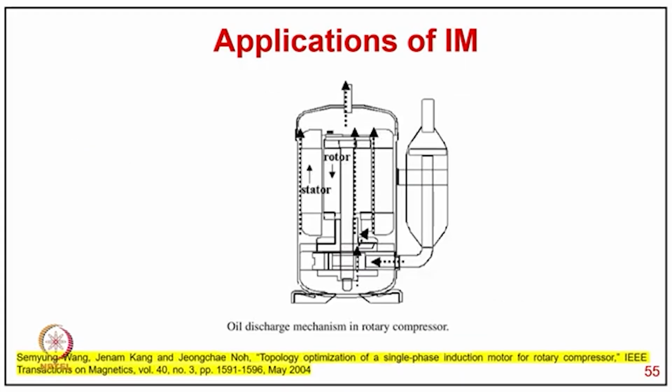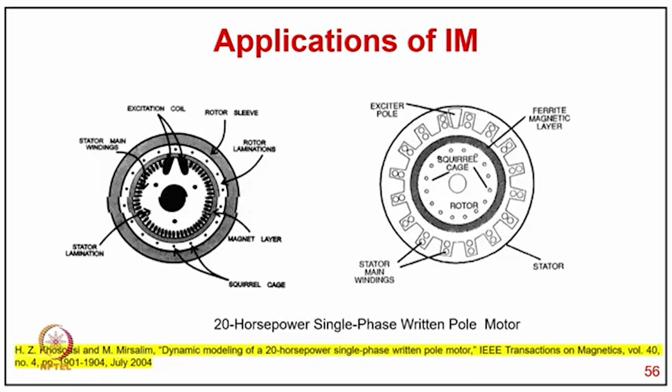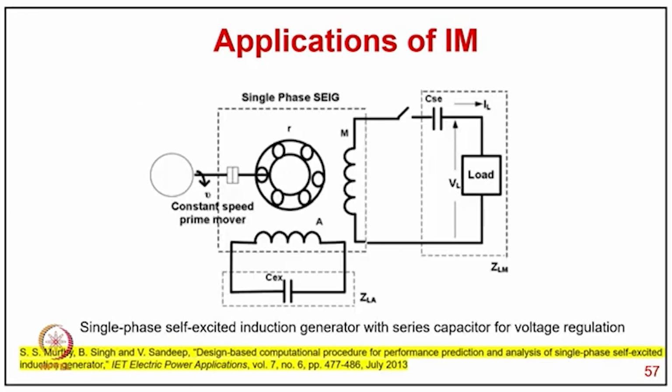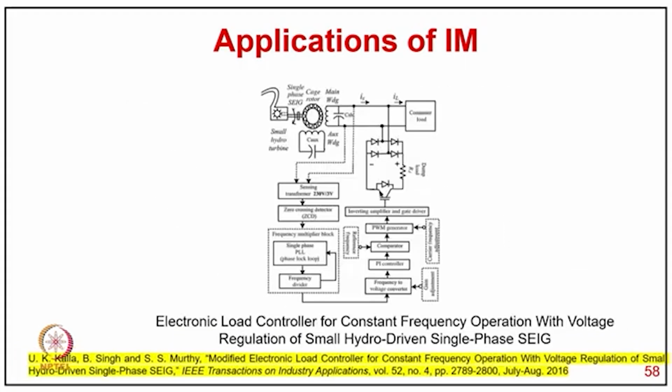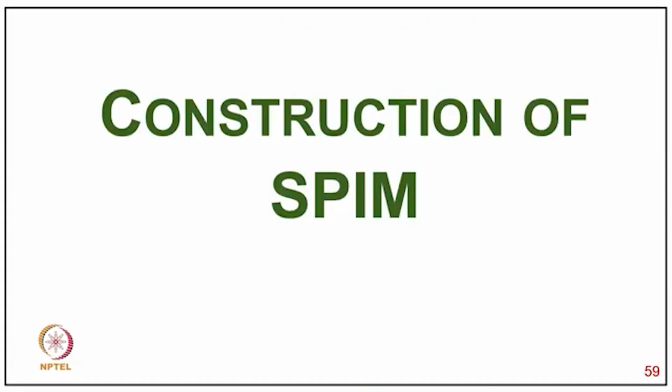Then you have an oil discharge mechanism in a rotary compressor. Then it is similar to what you have with a single phase shaded pole motor, then a single phase induction motor with a power controller. So now there are plenty of applications. We have seen more than 40 to 50 applications of the single phase induction motor, which you can call dominating in domestic appliances and many other applications.